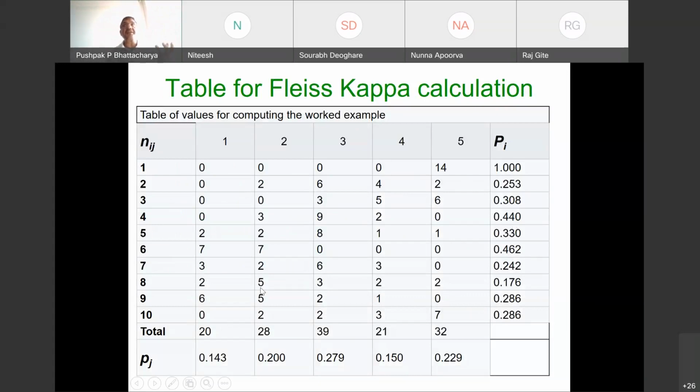And what is the raw data? What does each cell contain? Each cell contains the number of raters who have placed this particular data point in the particular category indicated by the column and data point indicated by the row. Okay, so you can of course sum up the totals under every column.